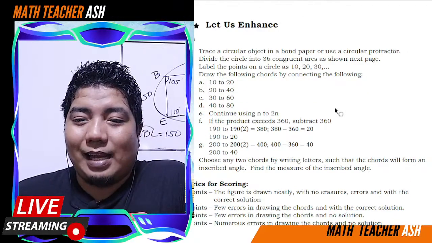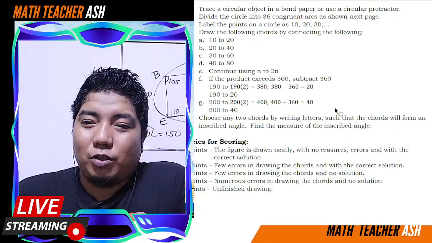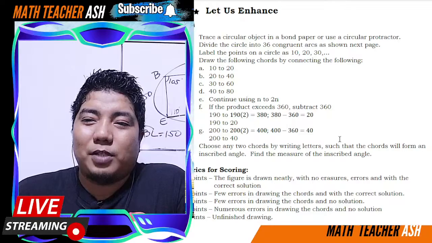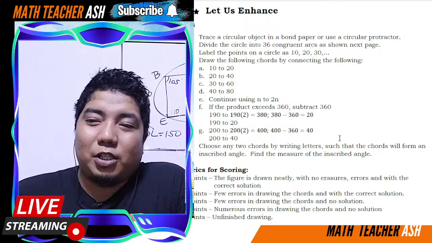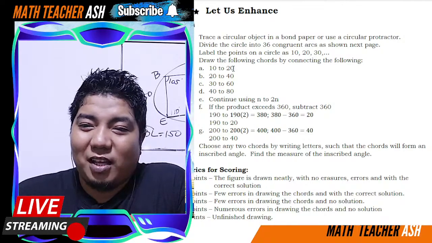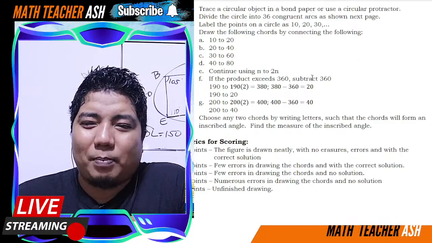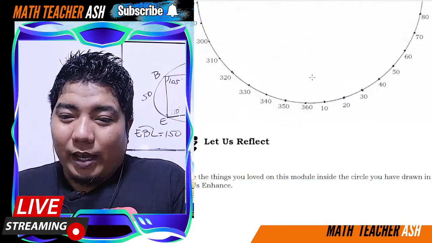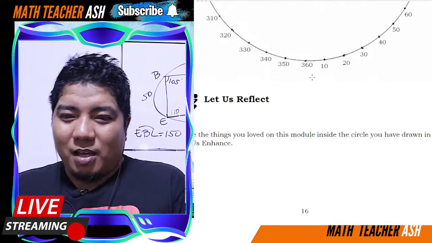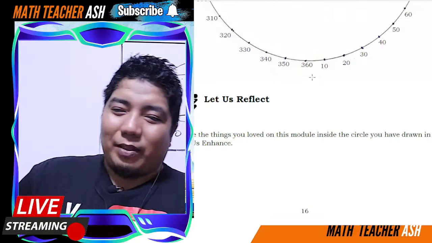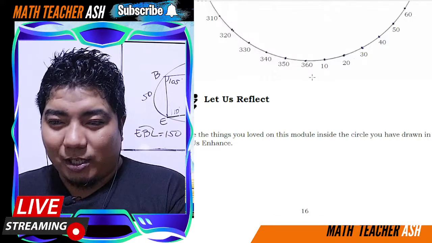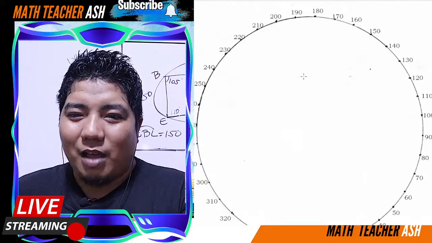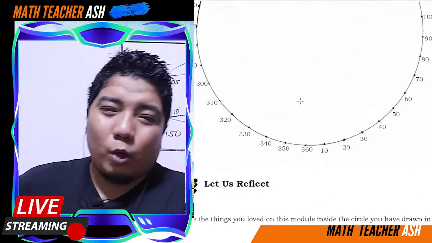performance task, that is the Let Us Enhance. So you just follow the instruction and we have the rubric for answering. So trace a circular object on a bond paper or use a circular protractor. Okay, so that's all. You just follow step by step, my dear math learners. And then you have your reflection. So write the things you love about this module inside a circle that you have drawn in the Let Us Enhance. So you will put your reactions here.